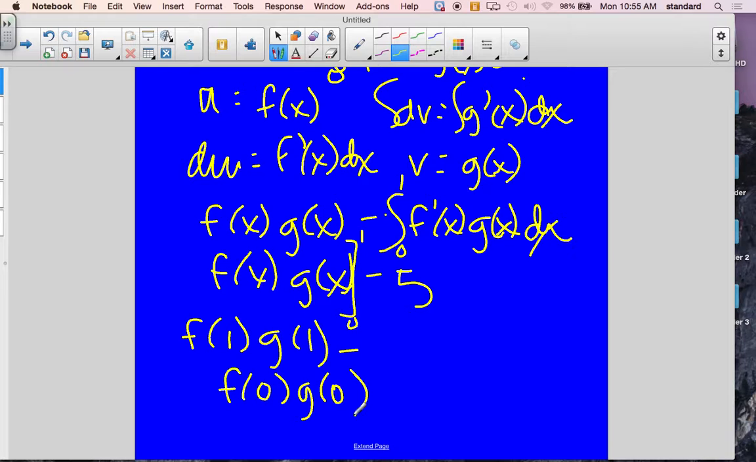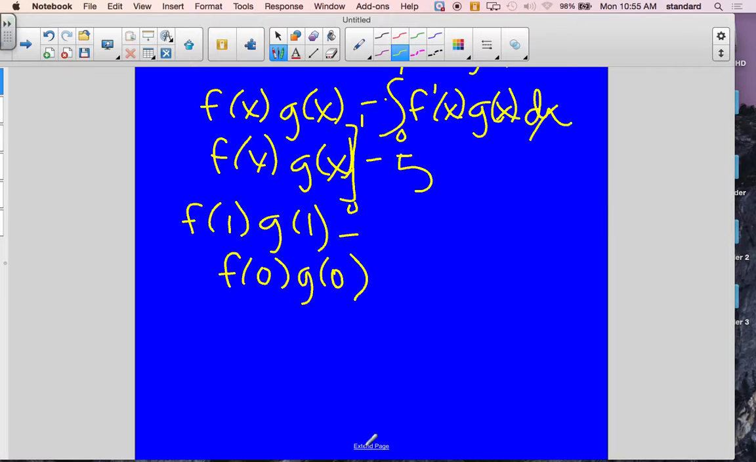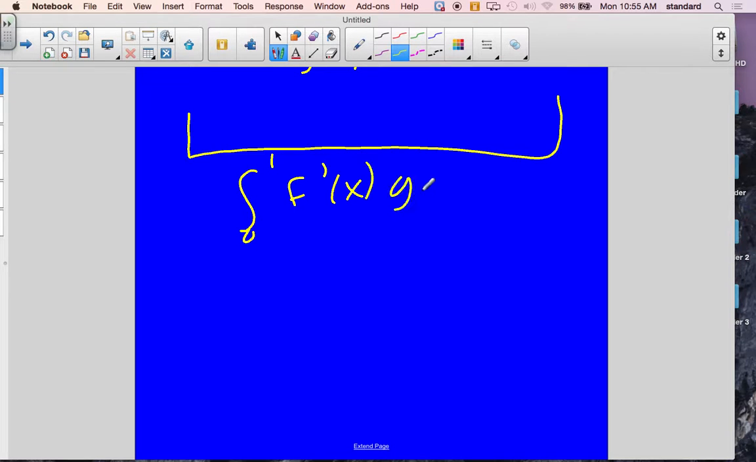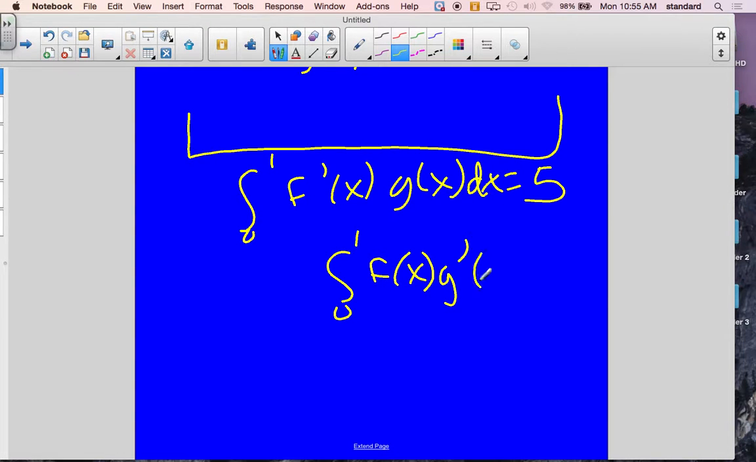Let me talk a little bit. I think this is how I worked it the first time. I may have only worked this problem once in my life, but let me see it again, Joyce. When I saw the integral from 0 to 1 of f prime of x, g of x dx is equal to 5, and I wanted the integral from 0 to 1 of f of x, g prime of x dx.